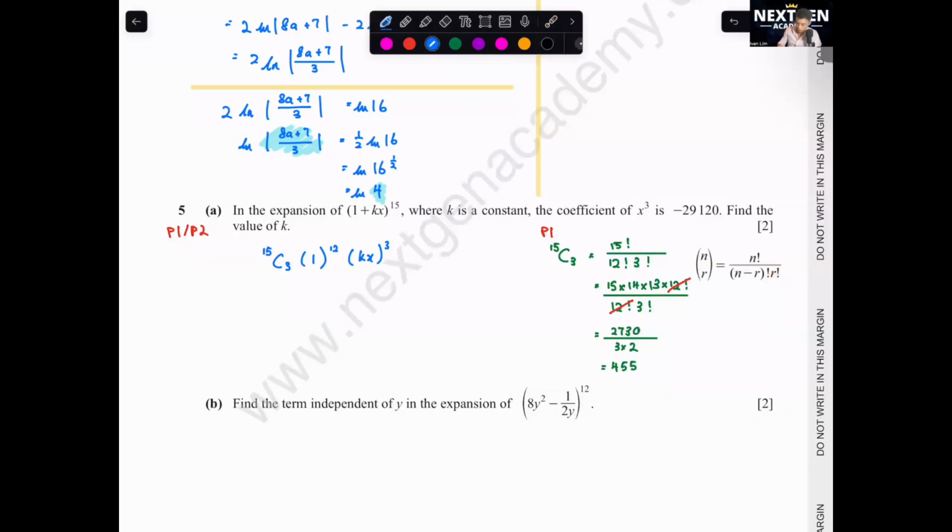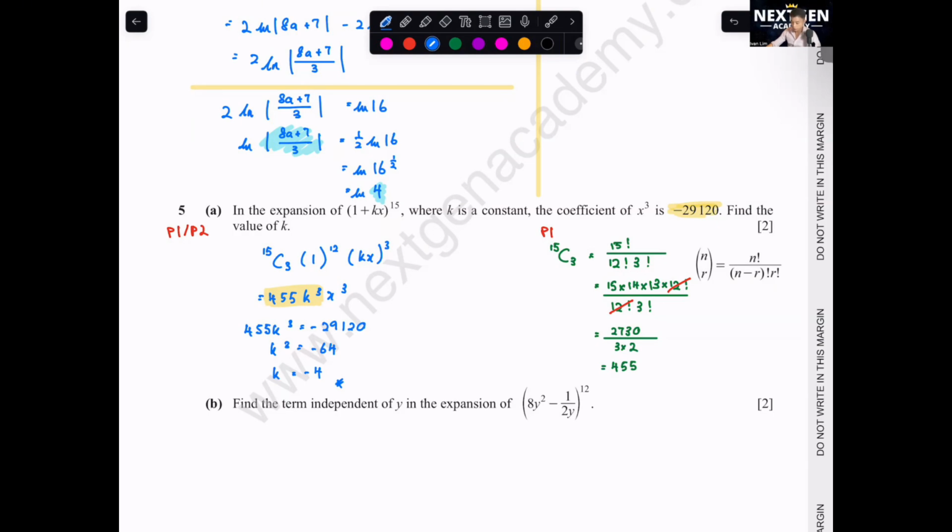Okay, back to here. Here will be 455 k cubed x cubed. So if we take the coefficient, it will just be this value here. 455 k cubed is equal to negative 29120. K cubed, you divide by 455, will be minus 64. K will be the cube root of minus 64, which is minus 4. Okay. All good? You can do this without a calculator, so train yourself to do this.